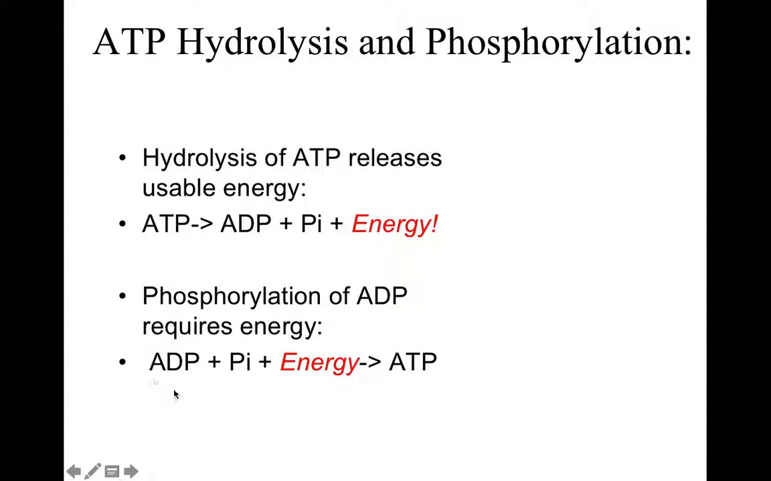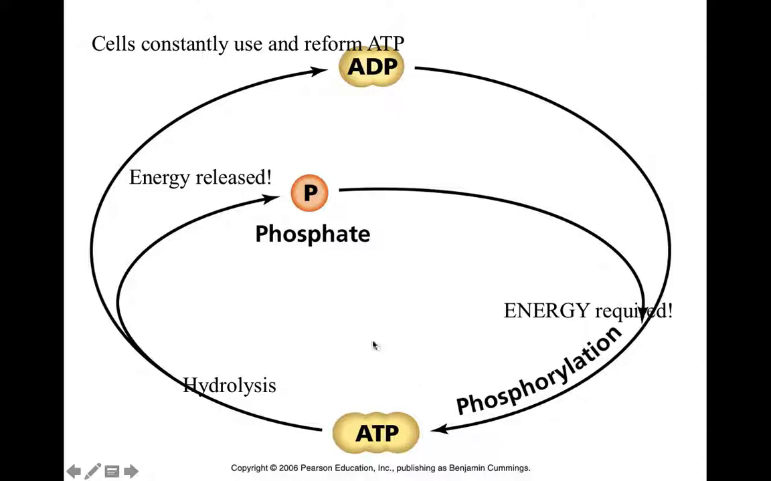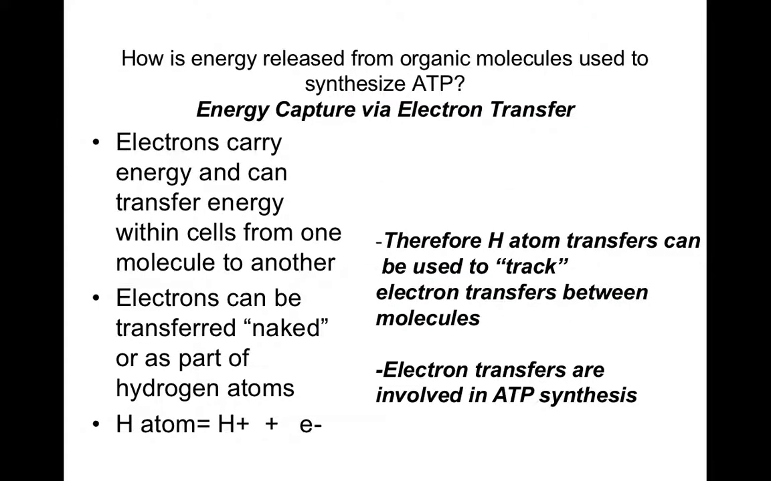We have ADP, inorganic phosphate, and the cell has to have an input of energy to drive the ATP synthesis. And again, this is a cycle that occurs over and over and over in the cell. We make ATP, we spend ATP, we make ATP, we spend ATP. So the cell is constantly making ATP. In the process of ATP synthesis, we have energy transfers, and in chemoheterotrophs, the energy will be provided by our preformed organic molecules.